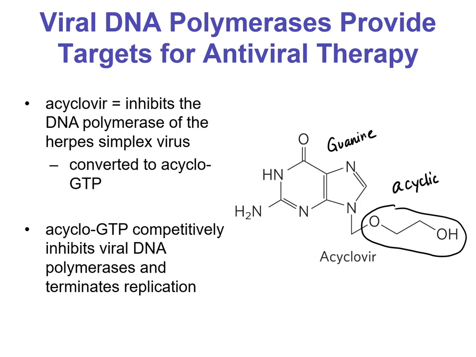This can get converted to acyclo-GTP, so it still has the 3 phosphates, and it will competitively inhibit the DNA polymerases, but it doesn't really affect eukaryotic ones. So it will really only affect the viral DNA polymerase, and it will terminate replication because you can't do anything with this. You can't continue to add on bases after this.